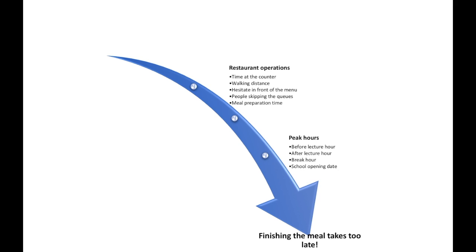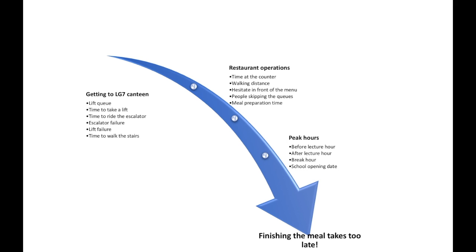When we look at the typical process that one gets his meal at the canteen, we see that people usually get hesitated in front of the menu. Only when they decide what to order will they spend time placing orders at the counter. Then they will go to different counters to collect their meal and drink. In some situations some people skip the queues, and meal preparation within the kitchen also causes some delay.